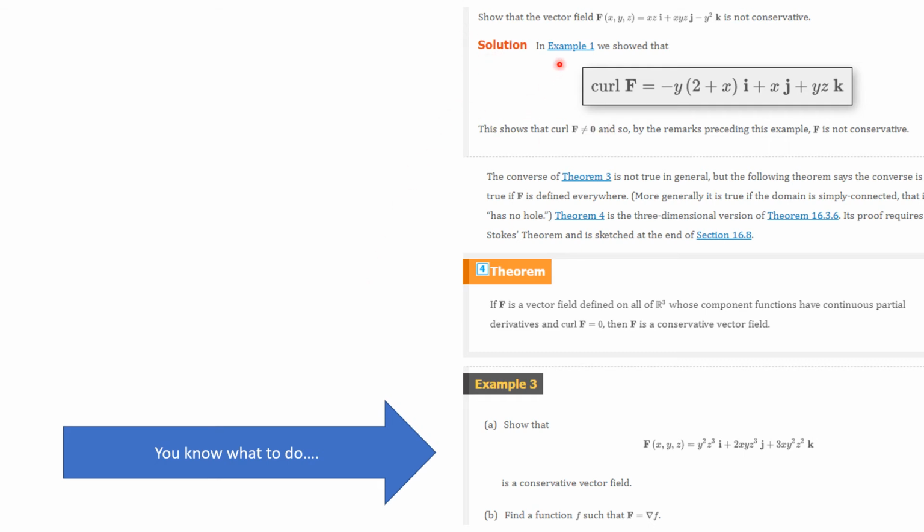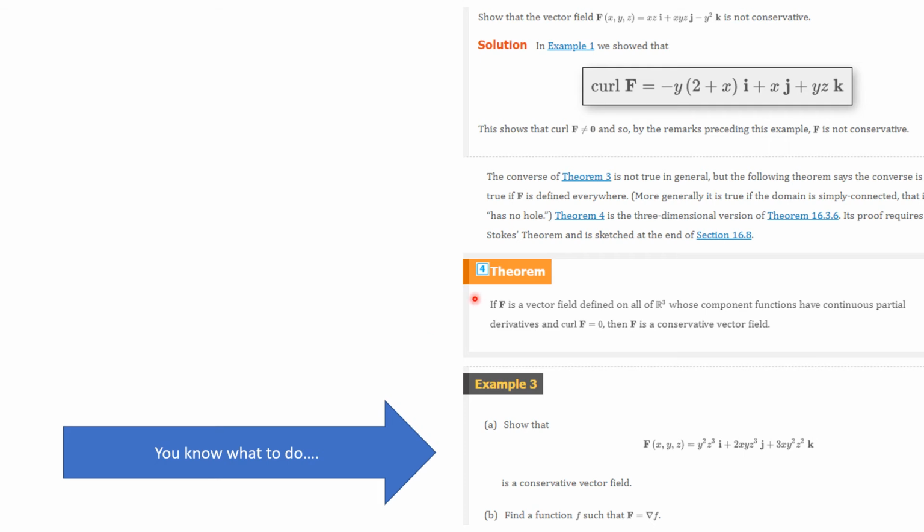Okay, so you computed, and actually this is what we've computed before, but that's not identically 0, and so by the preceding example, it's not conservative. Now the converse of the theorem is not true, but if you have a nice enough F, where capital F is defined everywhere, here's the theorem. If capital F is a vector field defined on all of R3, and the component functions have continuous partial derivatives, and the curl of F is equal to 0, then it is a conservative vector field.